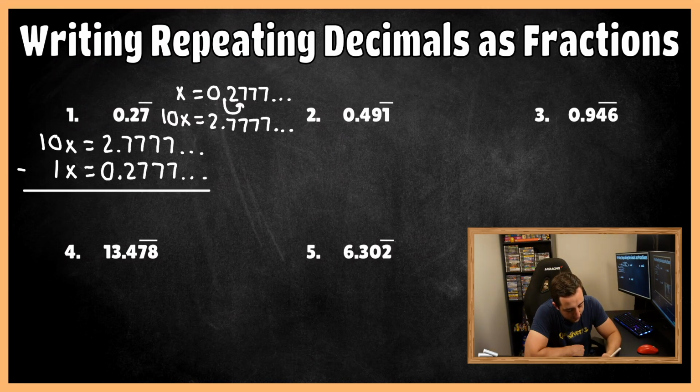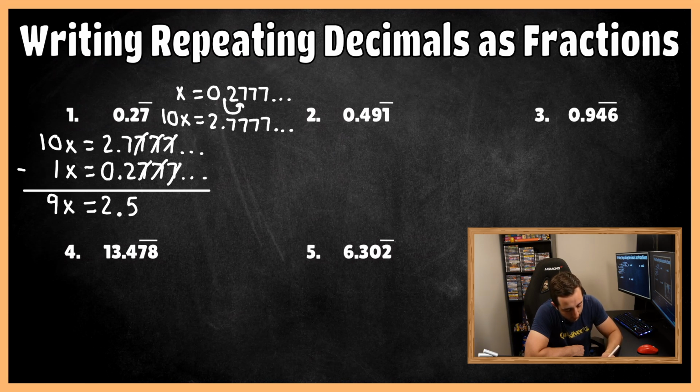10x minus 1x is going to give us 9x equals, and you're going to notice that the repeating 7s are going to cancel, but we're not going to get a nice clean answer that we got in the last 5. We're going to have a decimal still, and you're going to see what we have to do, which is that extra layer I talked about a little bit ago. So 7 minus 2 is 5. The decimal point is still included in this, and then 2 minus 0 is 2.